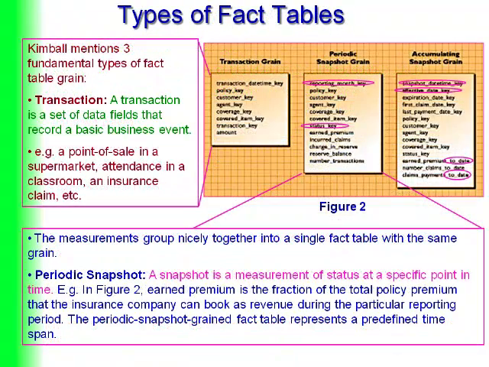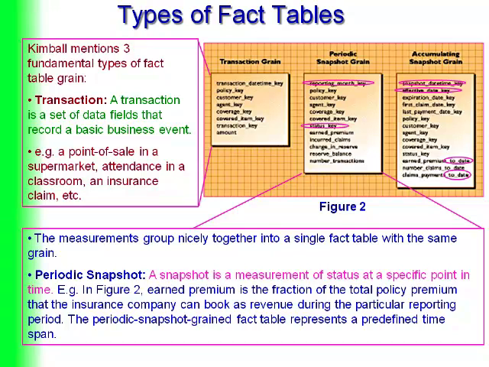Kimball mentions 3 fundamental types of fact table grain. A transaction is a set of data fields that record a basic business event. Point of sale in a supermarket, attendance in a classroom, an insurance claim are examples of transactions. The measurements group nicely together into a single fact table with the same grain. So transaction grain is related to this portion, then snapshot grain, and then accumulating snapshot grain.